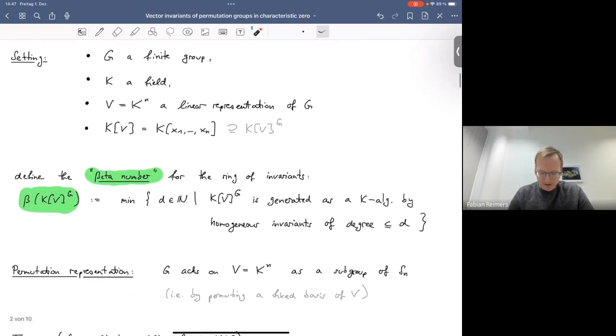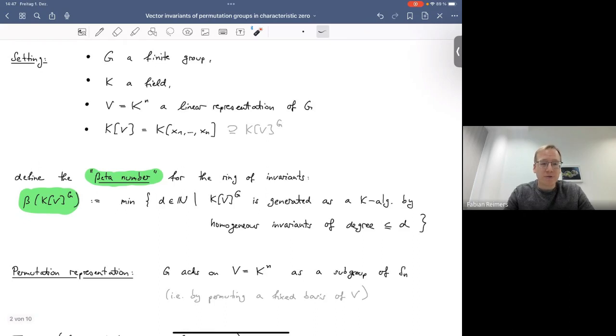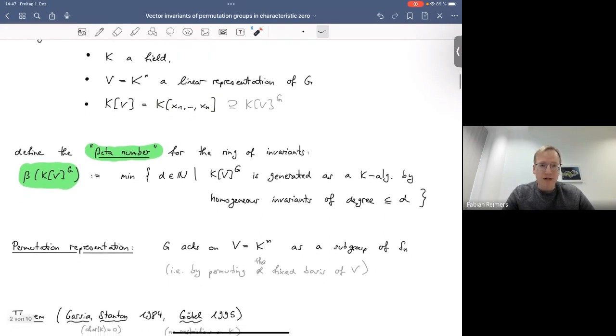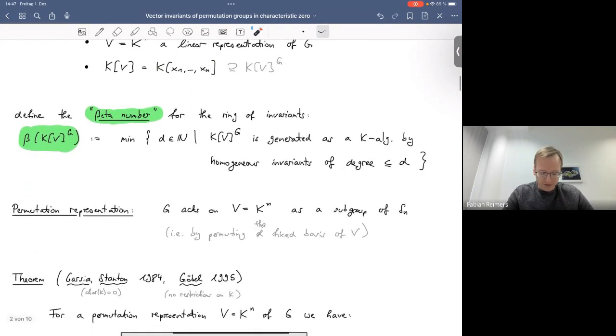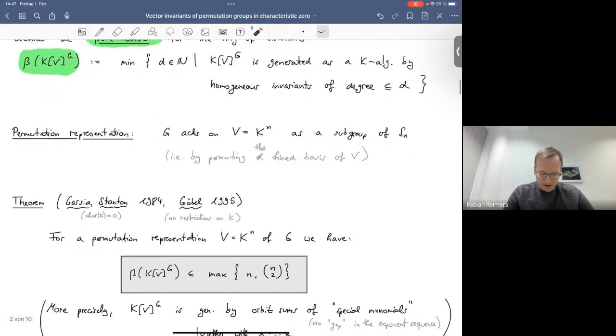So a permutation representation, of course, is just a representation where the group acts as a subgroup of the permutation matrices. So the fixed basis of the vector space is being permuted by our group. Maybe I should say the fixed basis, because of course we already had the basis fixed up here, right, with the coordinate functions. As you probably know, there's the celebrated theorem by Göbel about invariants of permutation groups. Let me start with this theorem.